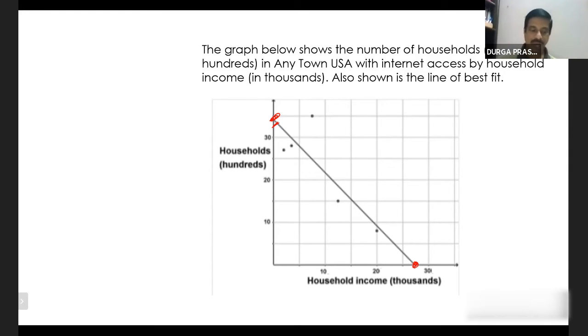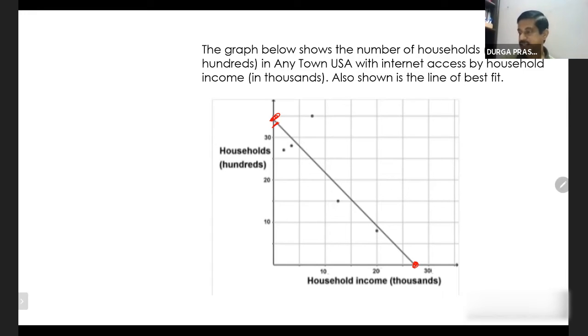So now what is that? He says, this is household income. And this is households, in hundreds. So the graph shows the number of households in hundreds. Means if I say 10, it is 10 into 100. Let's say 20, 20 into 100, like that. With internet access by household income. Based on the household income, we are deciding how many people are having internet and how many are not.